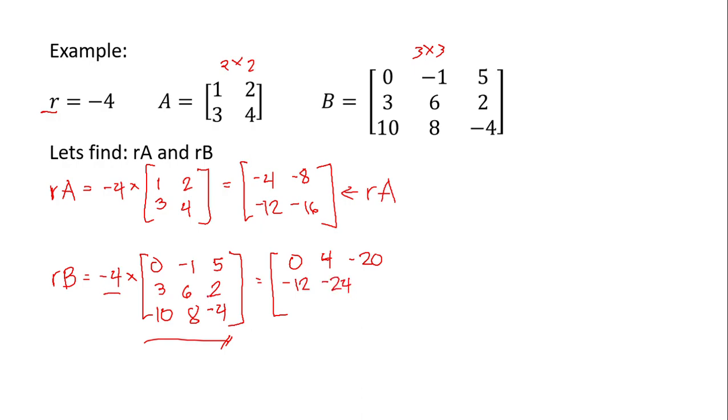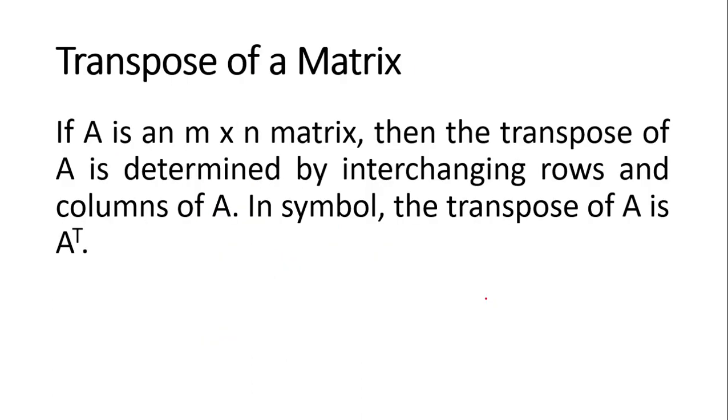Negative 4 times 2 is negative 8. Negative 4 times 10 is negative 40. Negative 4 times 8 is negative 32. And negative 4 times negative 4 is 16. So, this is our RB. So, ganun lang gumawa or mag-apply ng scalar multiplication. Okay? Next, we have the transpose of a matrix.